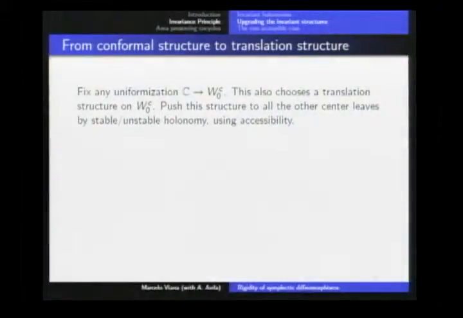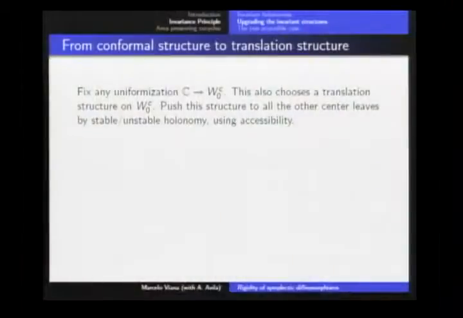Now, the next step is to go from showing that the center leaves are Riemann surfaces, into a translation structure. I recall that a translation structure is a structure where all changes of local coordinates are translations. One way to visualize what a translation surface is, is to think of any surface where you know which direction is north. Translations preserve north.